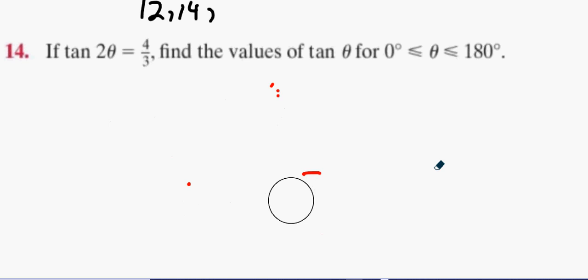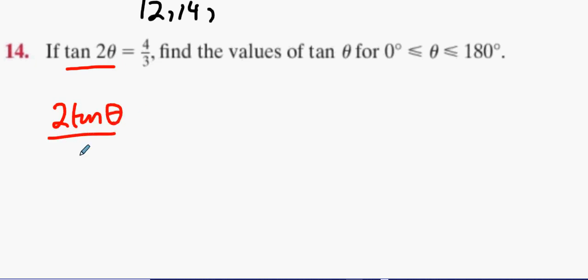Alright? Now, you're also in the part of the course where we're using the double angle formulas, aren't we? So what is the double angle formula for that? Yeah, 2 tan theta divided by 1 minus tan squared theta, and that equals 4 over 3. I believe this will lead you to a quadratic equation, is what we're hoping. Let's find out.